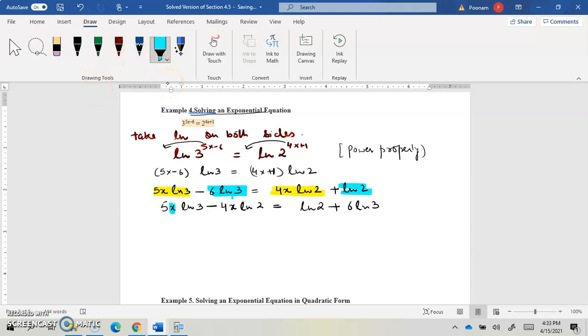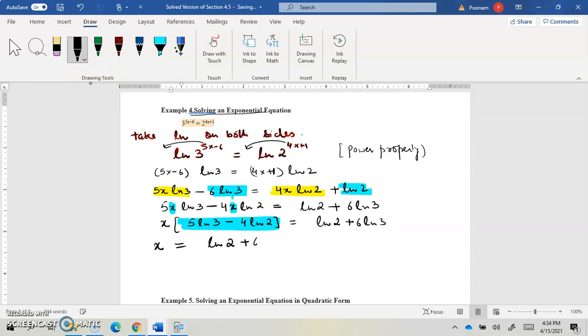x is a common factor in both of them. We can factor it out. x times 5 log of 3 minus 4 natural log of 2 is equal to natural log of 2 plus 6 log of 3. So finally, this whole thing is just an expression, which we can find using a calculator. So x is equal to natural log of 2 plus 6 log of 3 divided by 5 natural log of 3 minus 4 natural log of 2.